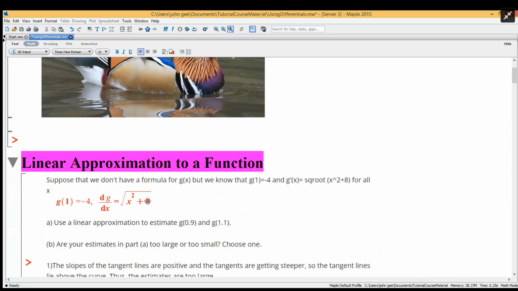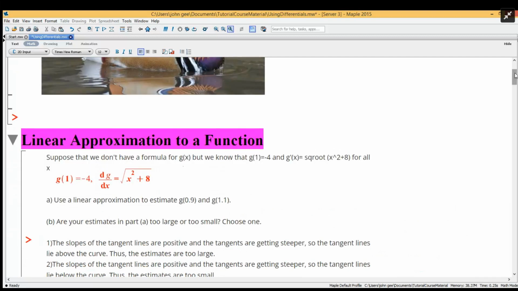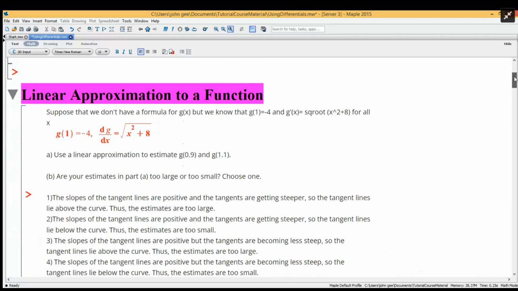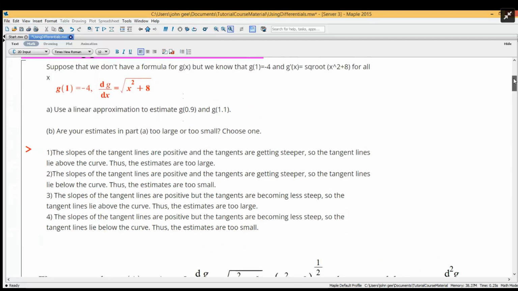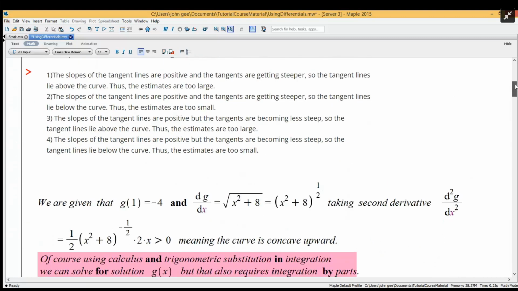We don't know what the formula for g of x is, but we can actually derive the formula, and I actually need to use this exact formula in order to draw the graph. But anyway, they're just asking us to use linear approximation to estimate g at 0.9 and g at 1.1 using the following formula.